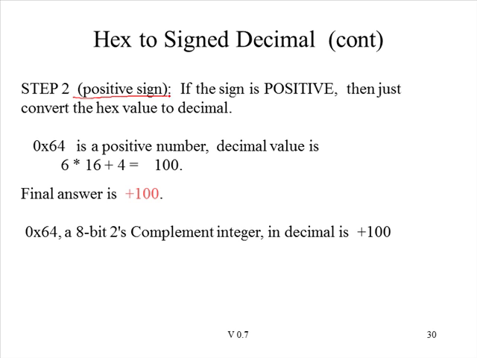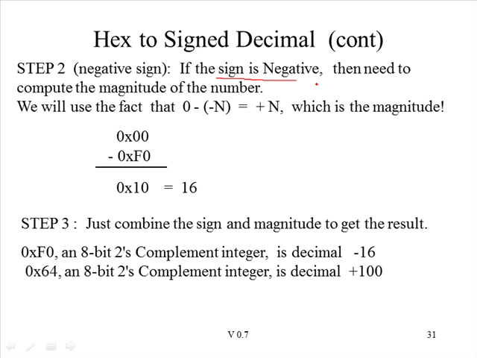If the sign was positive, then all we need to do is take this hex number and convert it to decimal. So in this case, a 64 will be 6 times 16 plus 4 is equal to 100. So this represents a plus 100. If the sign is negative, then we need to compute the magnitude of the number. And that's easy. All we're going to do is take that number and subtract it from 0.